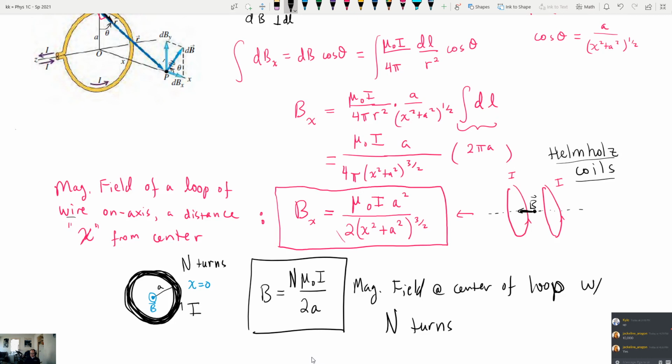There you go. If you want to make it twice as big, use 2 turns. Make it 100 times as big, use 100 turns. You can also make it bigger by making the radius smaller, right?